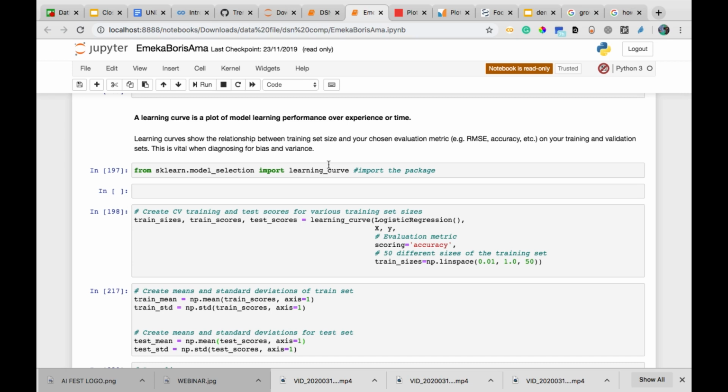Learning curve is a graphical presentation of the model performance over the experience of time. Learning curve shows the relationship between your training set size and your chosen evaluation metric, either mean square error or accuracy, on your train set and your test set. Learning curve is vital when you're diagnosing or detecting bias and variance.